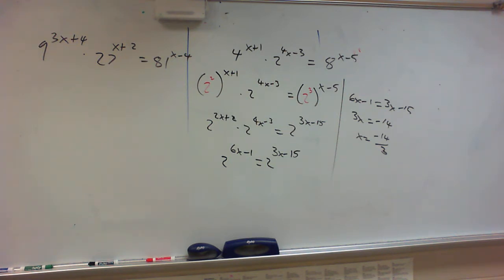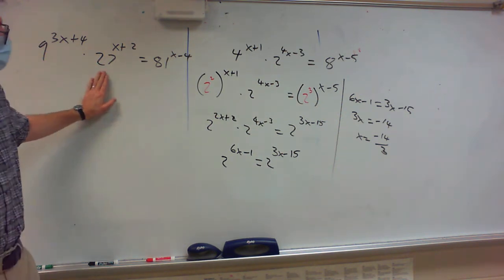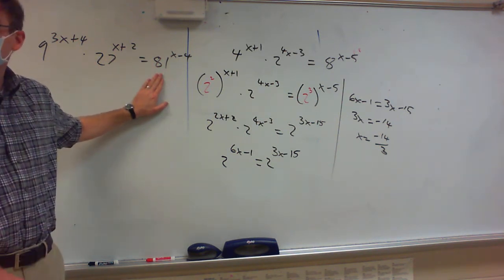What's your common base? Is everybody okay? 3? Let's just make sure we all know the parts. 9 we're going to write as what? 3 squared. 27 we're going to write as 3 cubed. 81 we're going to write as 3 to the 4th.